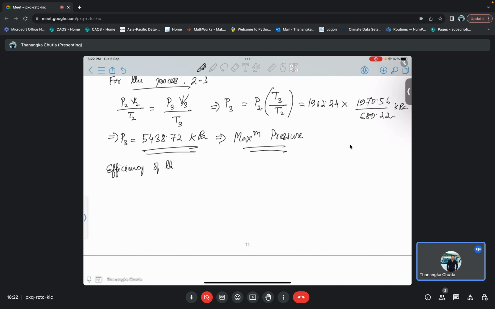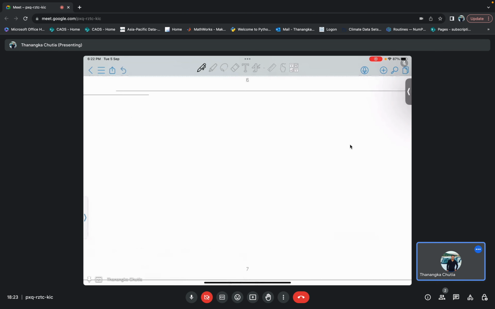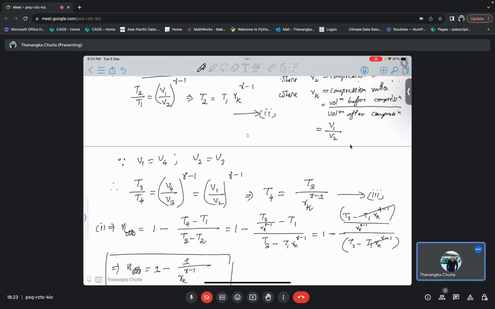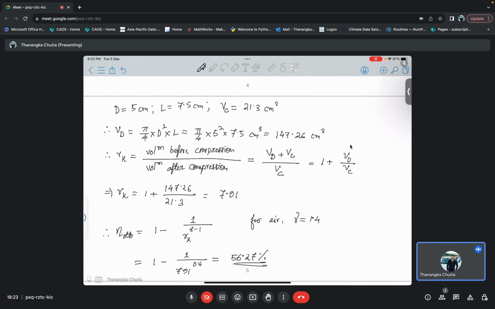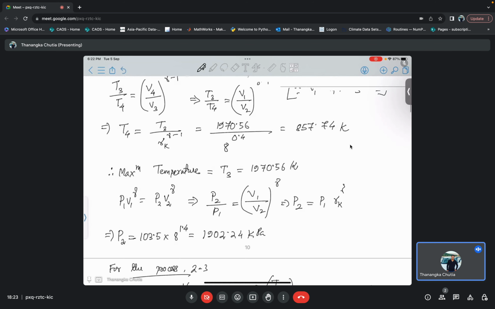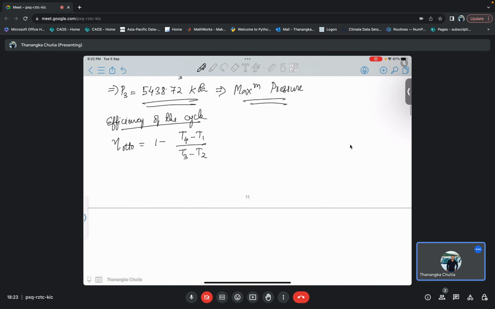of the cycle. Okay, so how will we calculate again? Eta auto, we have two formulas, one minus T4 minus T1 divided by T3 minus T2. Correct? Now we have already derived this in the previous question. 1 minus T4 minus T1 divided by T3 minus T2. Okay, so what is T4? 1 minus T4 minus T1. What is T4?